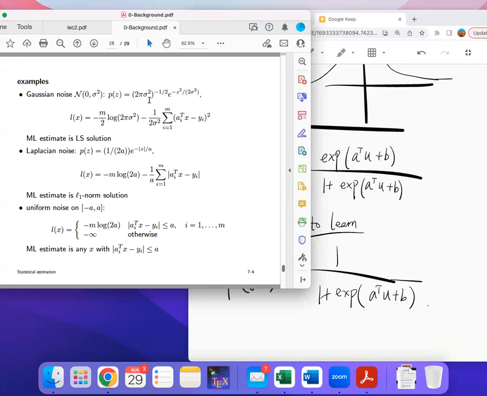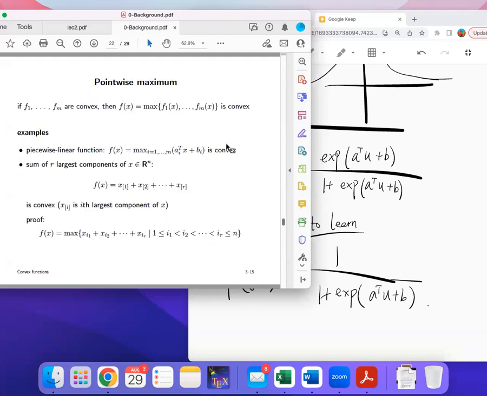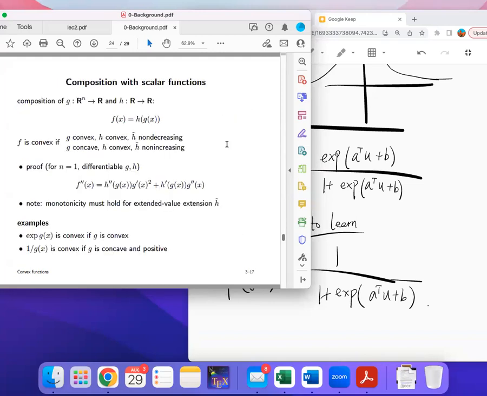Again, this is a convex function. This is a quadratic function. Quadratic in x is convex. And this is also convex. We have seen this before. Yeah, so I will skip that.